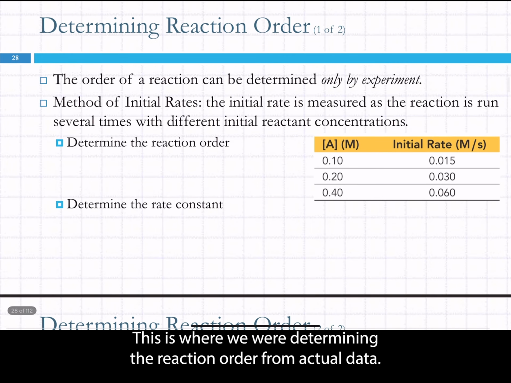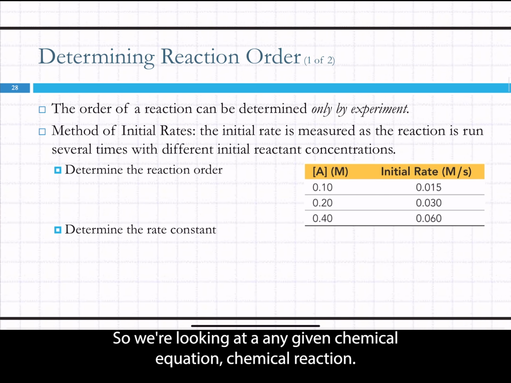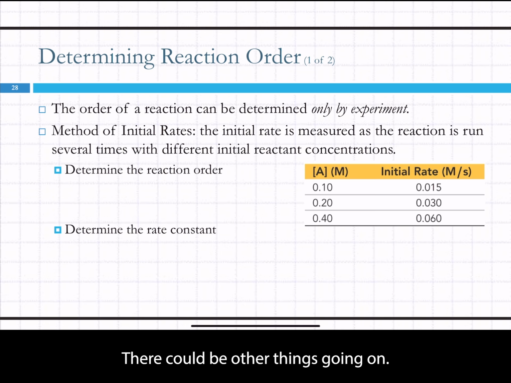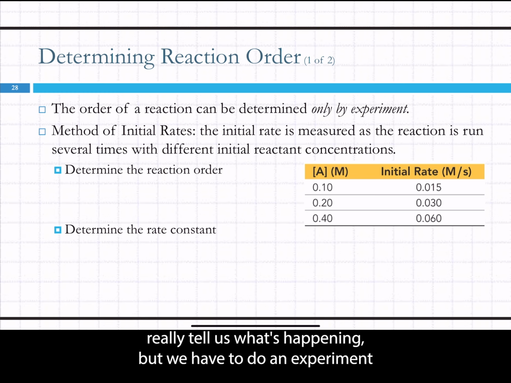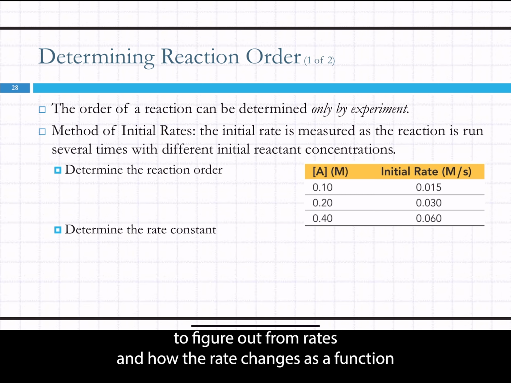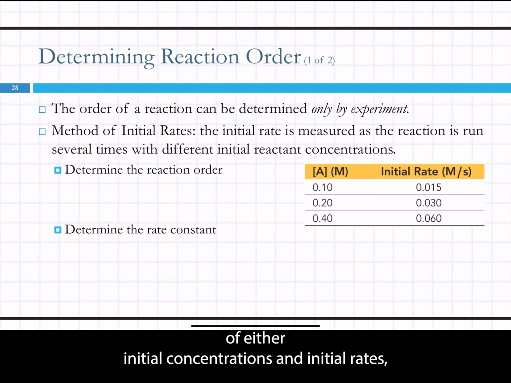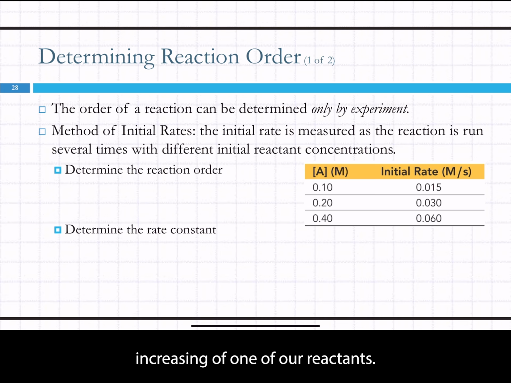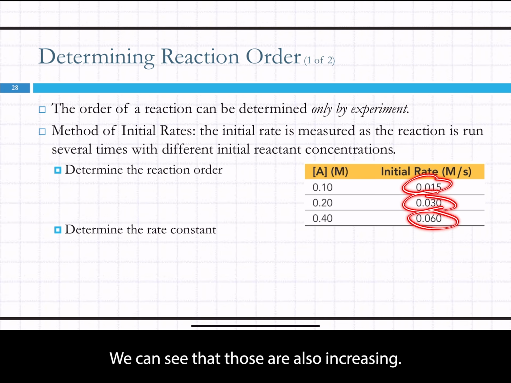Determining the reaction order from actual data. So we're looking at any given chemical reaction. We can't use the equation to determine the reaction order. There could be other things going on. The overall reaction doesn't really tell us what's happening, but we have to do an experiment to figure it out from rates and how the rate changes as a function of either initial concentrations and initial rates or changes over time. So here we have concentrations increasing of one of our reactants, and we also get initial rates. We can see that those are also increasing.